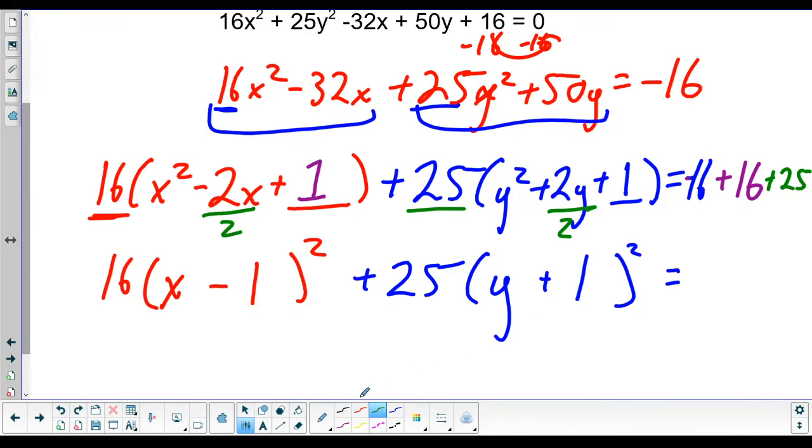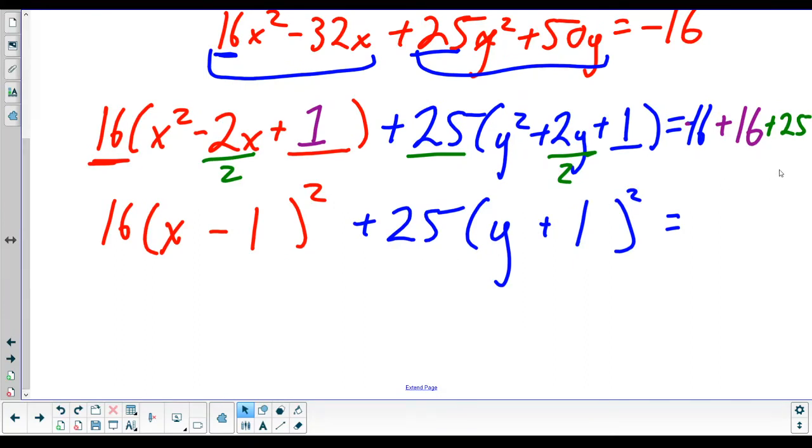All right, now we are going to simplify this side. So negative 16 plus 16 is 0. They cancel each other out. And then we just have 25 left over there. Perfect.